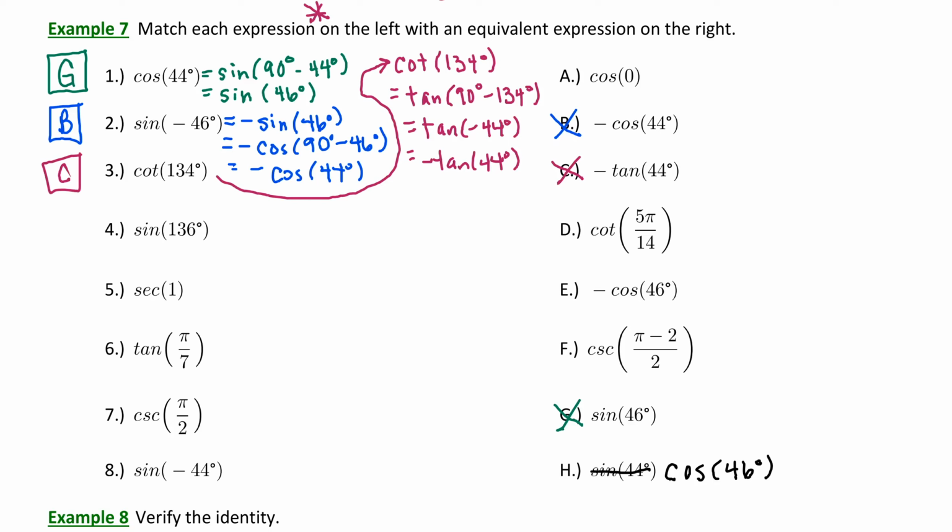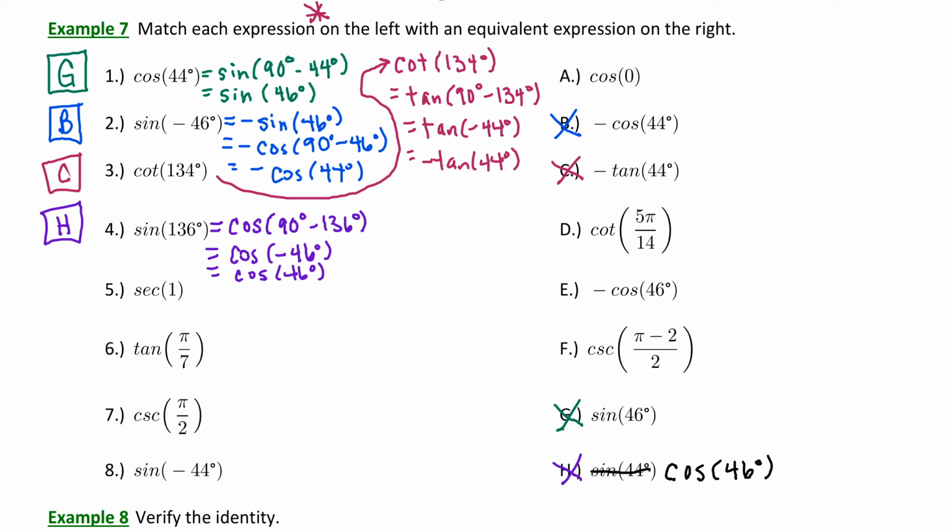Working next on sine of 136 degrees, its cofunction is cosine, so we'll take 90 degrees minus 136 degrees. And that gives us cosine of negative 46 degrees. But because cosine is even, this is the same as cosine of 46 degrees. So we'll take this corrected option H, and we are on our way.